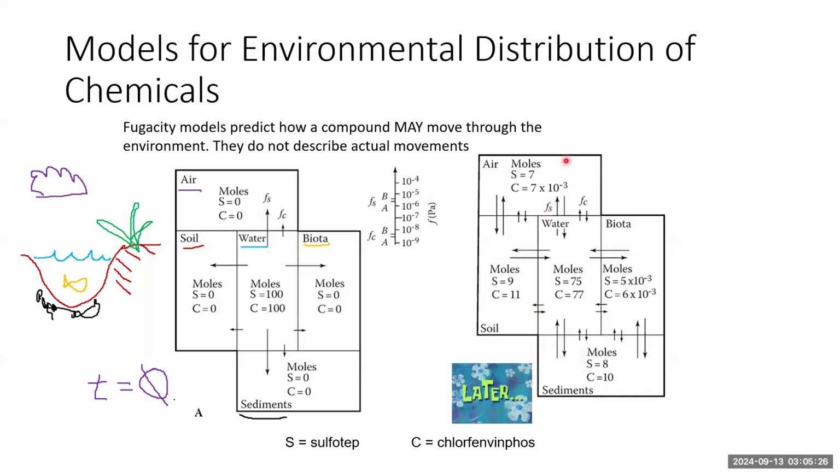Last but not least, we've got the air. So here in the air, we have now wildly different concentrations. The Sulfotep is much higher in the air than the chlorfenvinphos, however you say that. And so the fugacity difference now between these two compounds is that the Sulfotep has a much higher fugacity because it is able to move much more easily from the water to the air than the chlorfenvinphos.